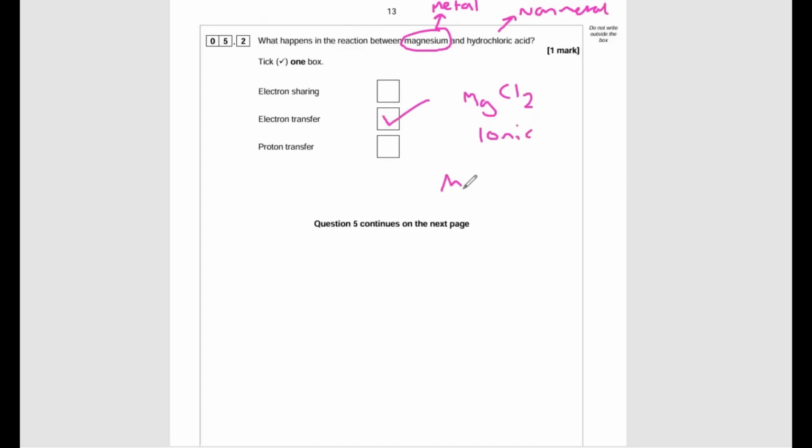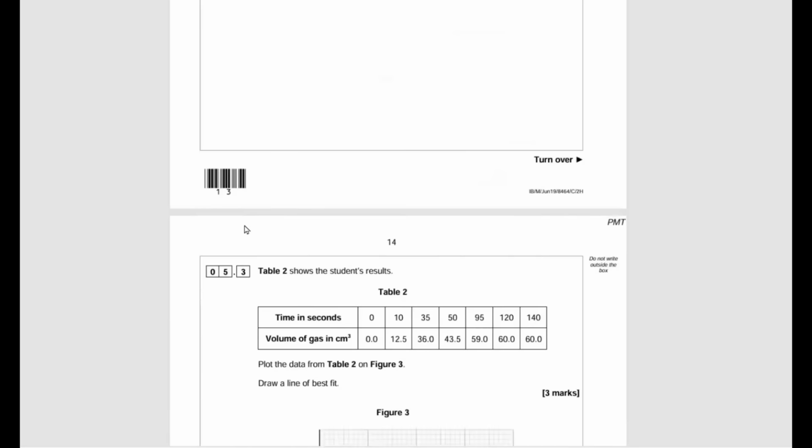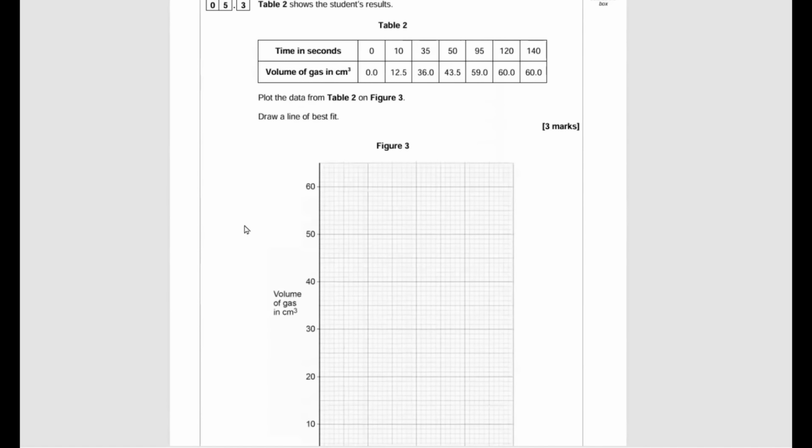How do I know that? Well, magnesium is going to give 2 electrons to chlorine. It's going to become +2, and each of the chlorines are going to become -1. So it is ionic. It's an electron transfer. Cool. Okay. Metals and non-metals always do electron transfer. Oh my days. Looks like I'm going to have to do this.